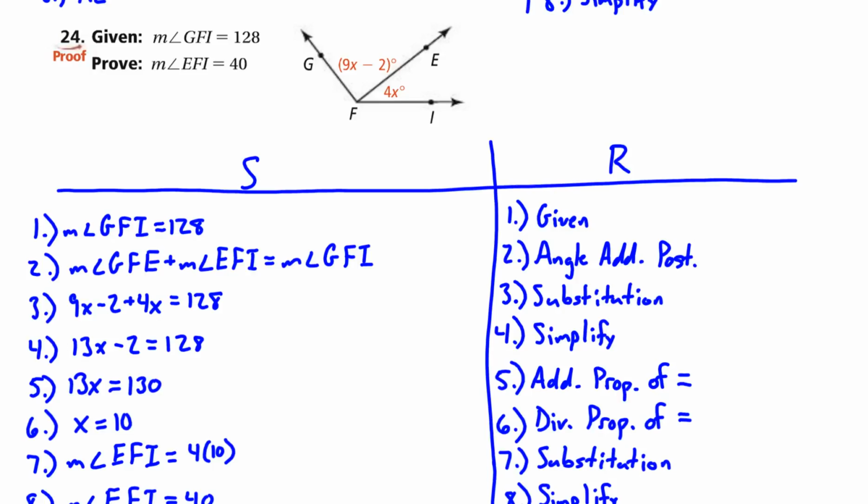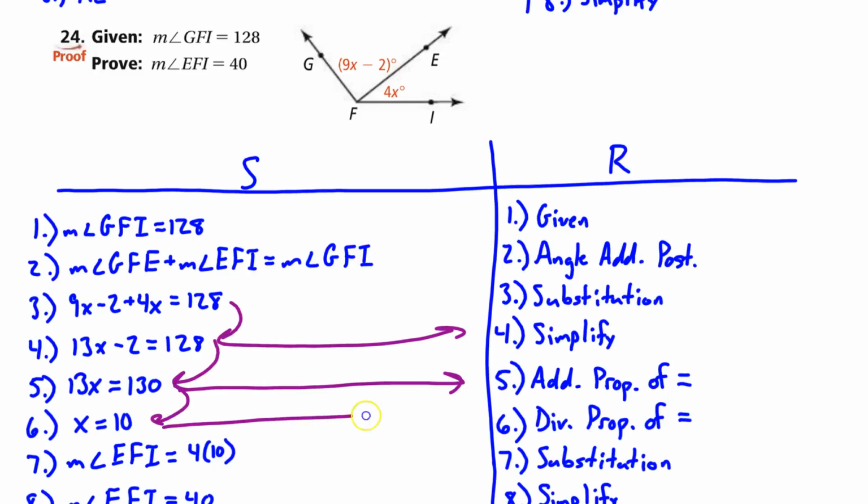And then from there, it's a matter of simplifying, so I combine like terms. So I combine like terms here, and I'm going to call that simplify. Then I add that 2 to each side, which is the addition property of equality. Then I divide each side by 13, which is the division property of equality. So again, I do each of these steps and then state the reason for it.